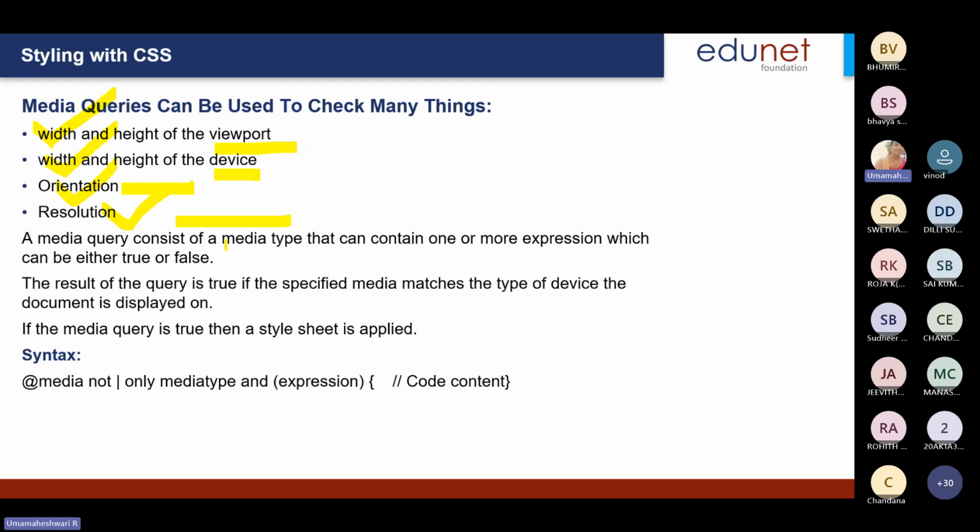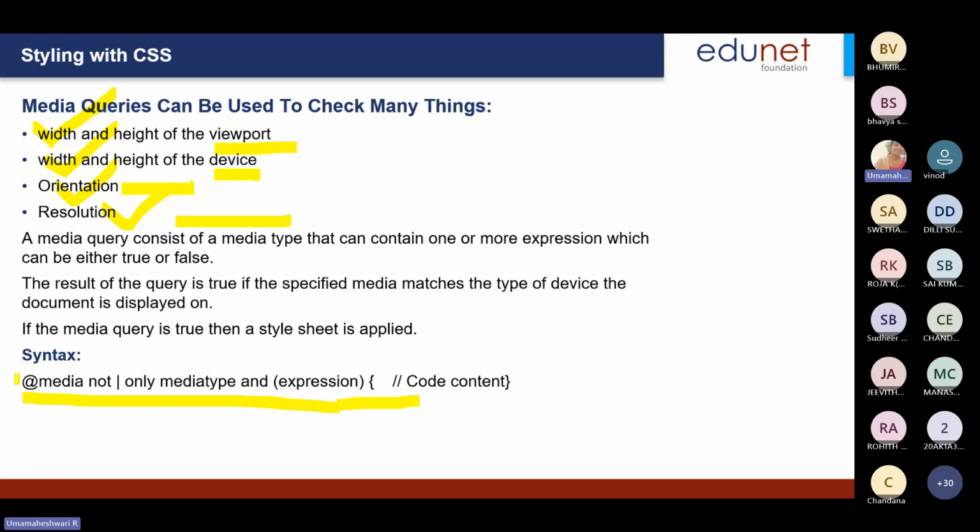Media query consists of a media type that can contain one or more expressions. It can be either true or false. The result of the query is true if the specified media matches the type of device the document is displayed on. And if the media query is true, then the style sheet will be applied. So this is the syntax of the media query.